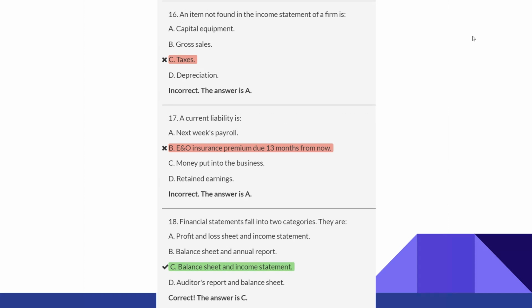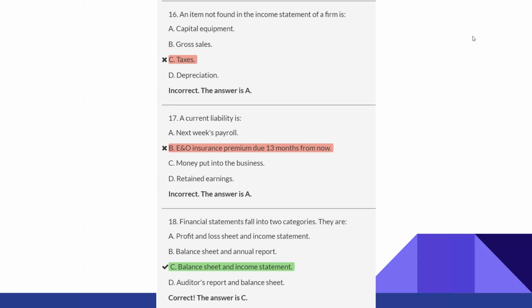Number sixteen, an item not found in the income statement of a firm is, would be A, capital equipment. Number seventeen, a current liability is A, next week's payroll.